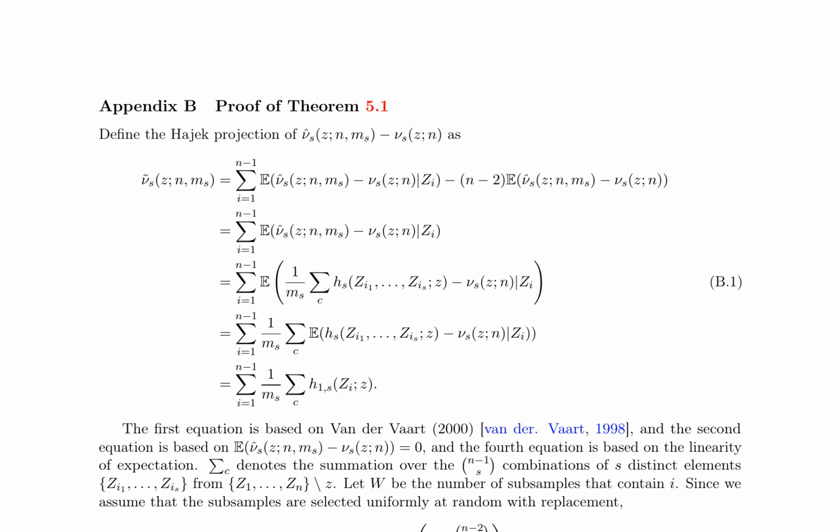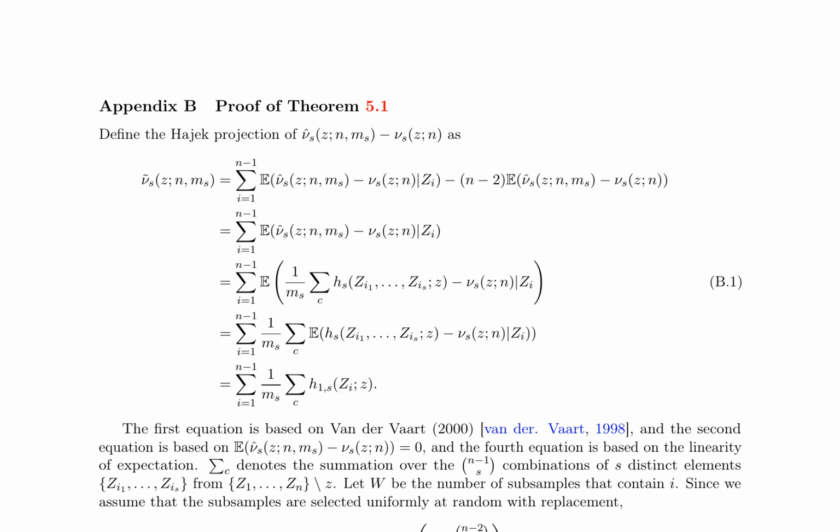The second equation in the proof is derived from the fact that E[ν_s(z_n, m_s) − ν_s(z_n)] = 0, while the fourth equation relies on the linearity of expectation. The notation PC denotes the summation over the (n−1 choose s) combinations of s distinct elements z_1, ..., z_n.